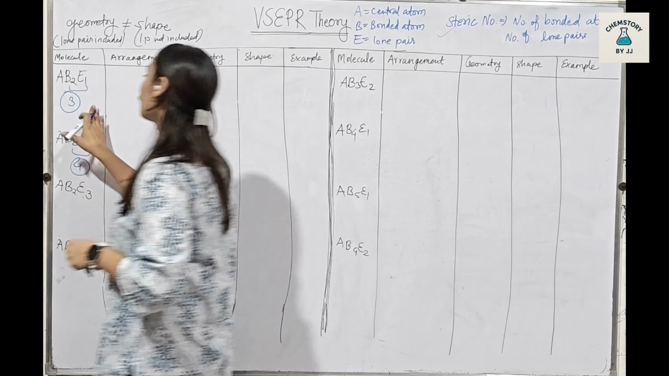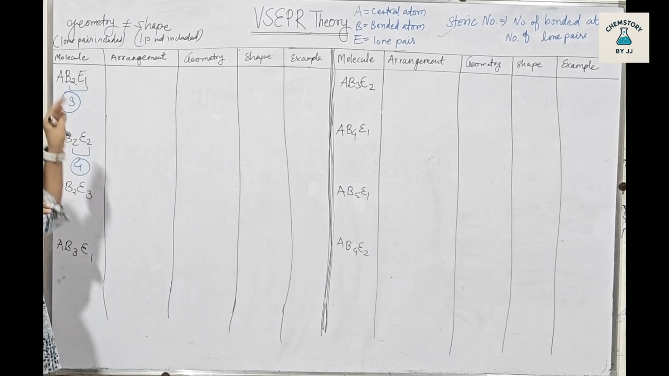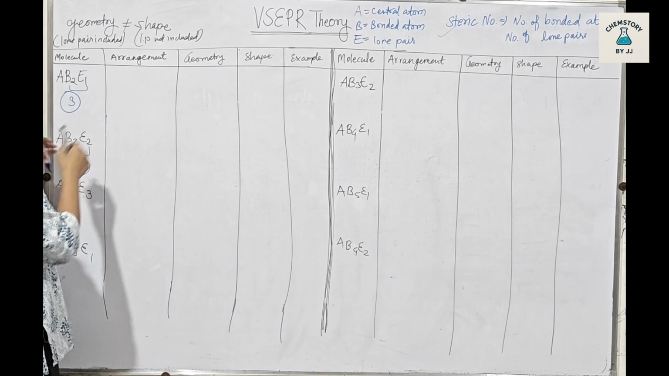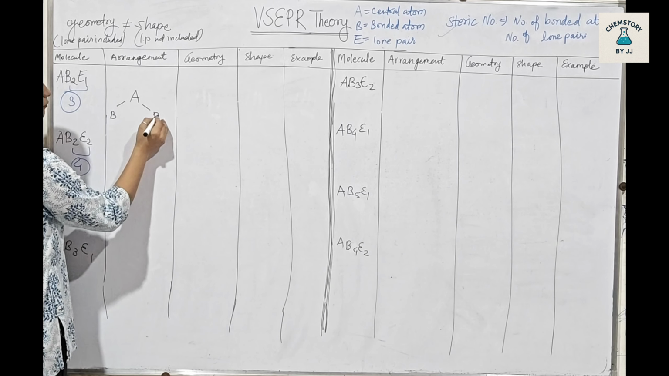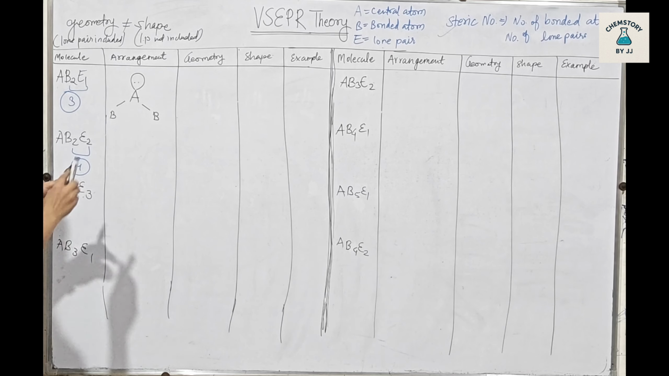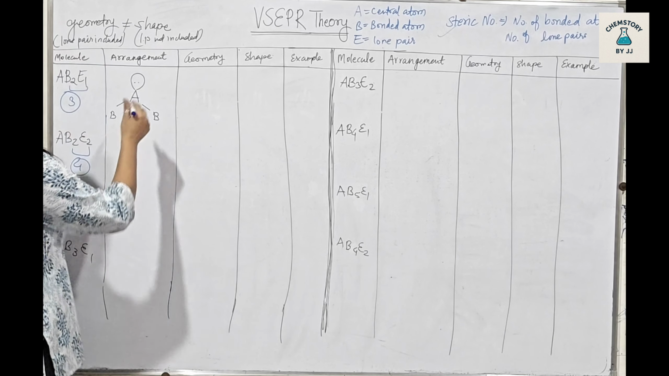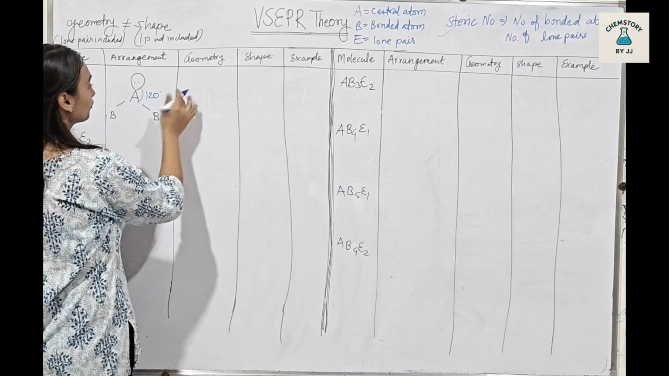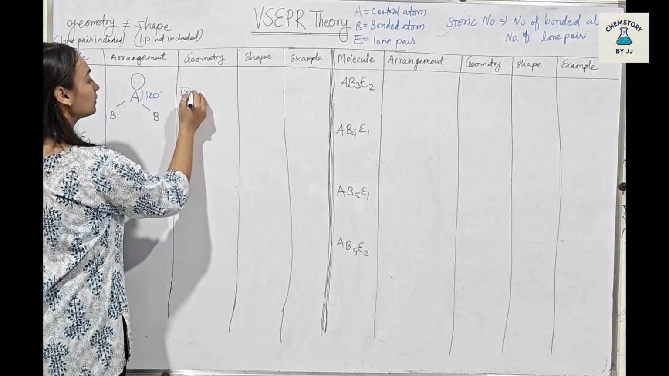So let's start. For AB2E1, see, there will be two bonded atoms and one lone pair included. So it would form a structure like this: A, B, B, and the lone pair. See, that would be the structure. For this, the geometry will be what? The angle would be 120 degrees, right? And this structure would be known as trigonal planar.